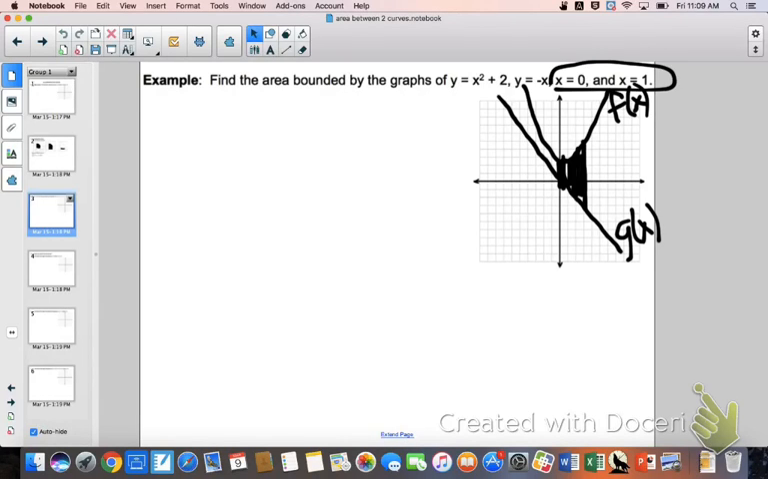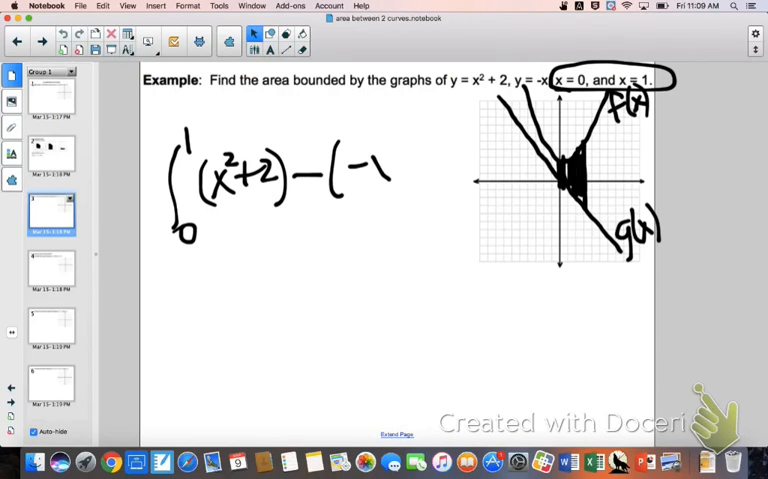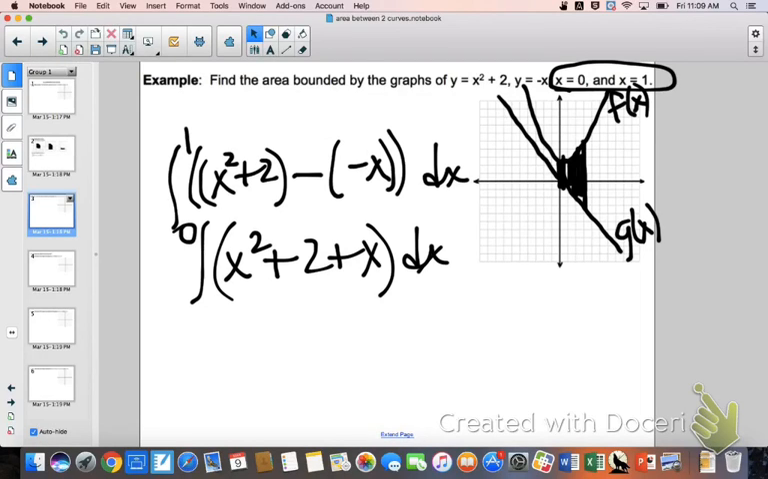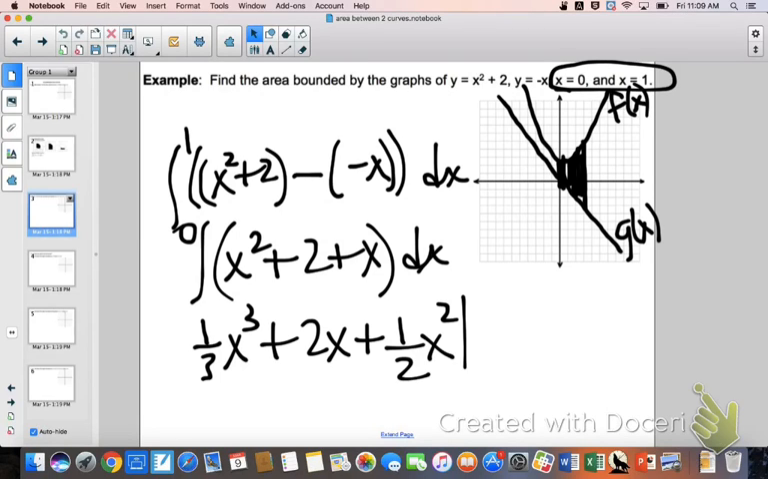Now the bounds are given to us, 0 and 1, so we're going to do the integral from 0 to 1 of the top function, which is x squared plus 2, minus the bottom function, which is negative x, dx. So that is x squared plus 2 plus x. We're going to integrate that. That is 1/3 x cubed plus 2x plus 1/2 x squared, evaluated from 0 to 1. You plug in 1, you plug in 0. Go ahead and do that. You should get 17/6 for your answer.